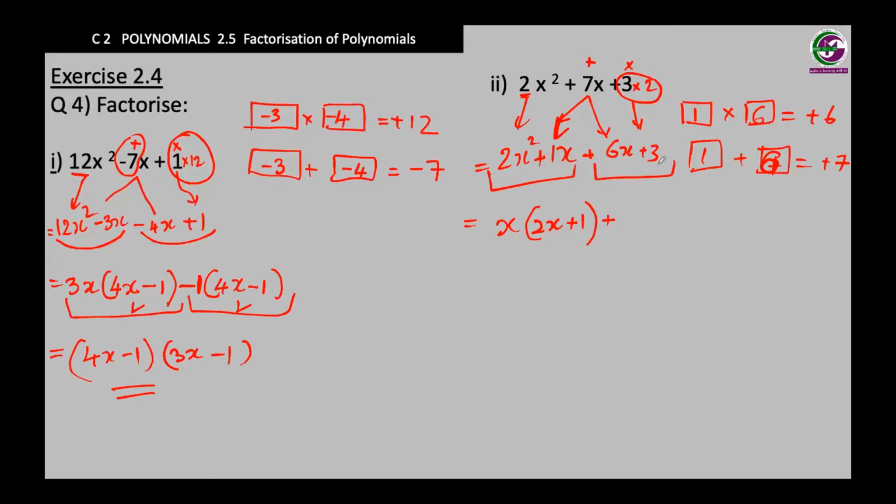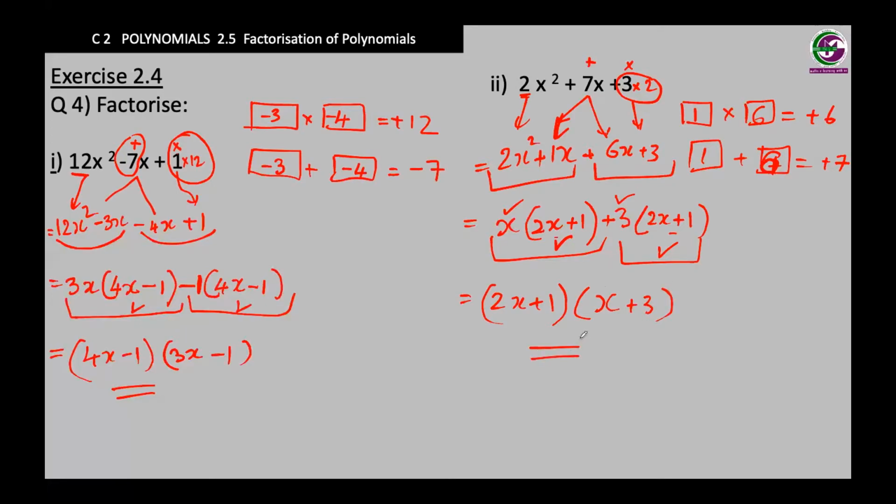Now from the second group, 3 is common. When you take 3 outside, 3 times 2 is 6 with x, plus you have 3, you took 3, so only 1 is left. Now look, these two are the same. So we have two terms again, with 2x plus 1 is common. So take the common term outside, or the bracket outside, and the rest of the numbers in the next bracket. What are the numbers left? X plus 3. And that is the factorization of the given polynomial.